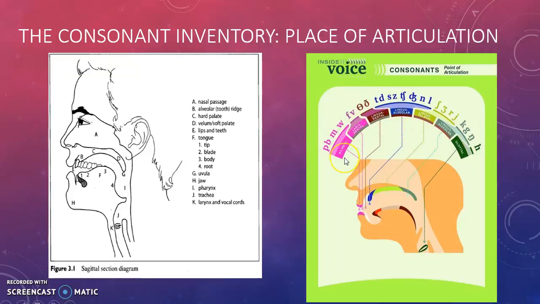Depending on where the sound is produced, we're going to have the classification according to their place of articulation. Moving from the front all the way to the back, consonants are going to be classified in bilabial, labiodental, dental, alveolar, palatal, velar, and glottal. As you see, it goes from the front by pronouncing the letter P or B, all the way to the back when we pronounce the letter H.